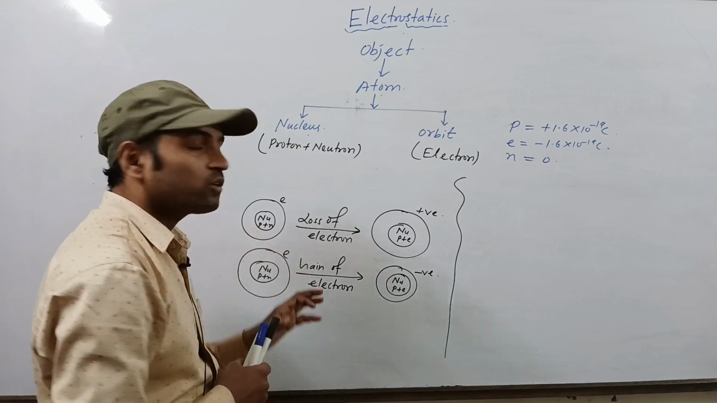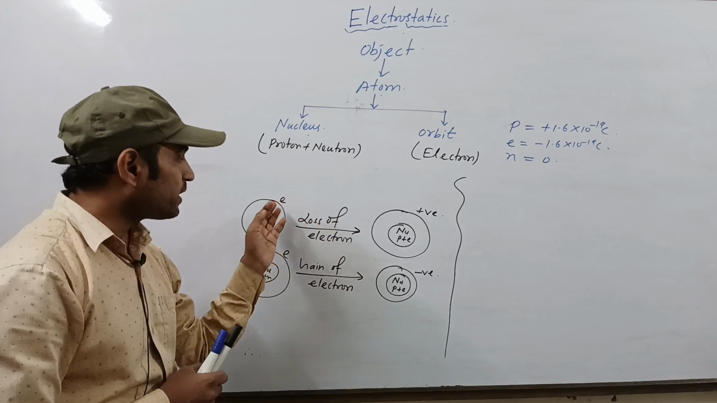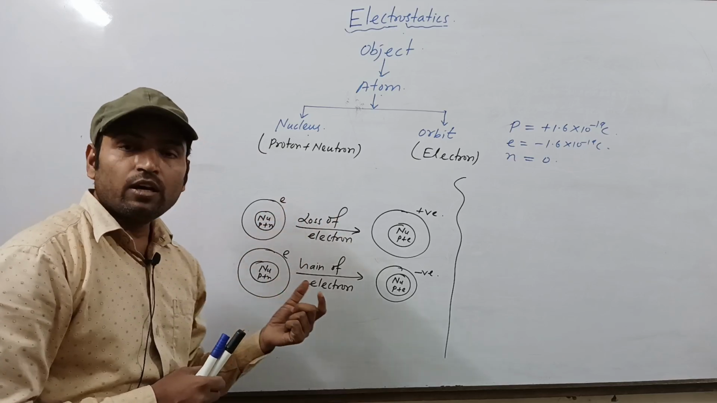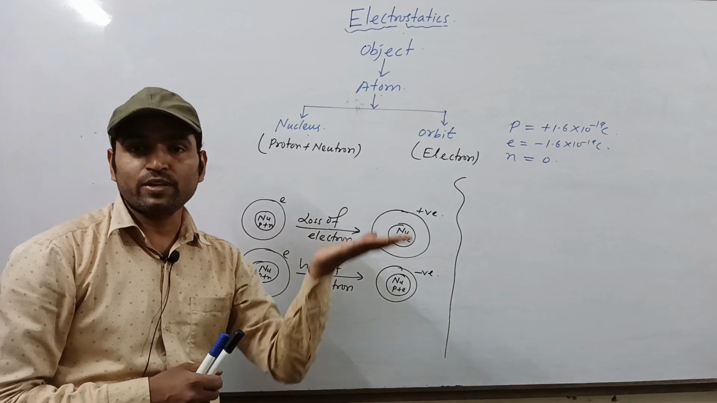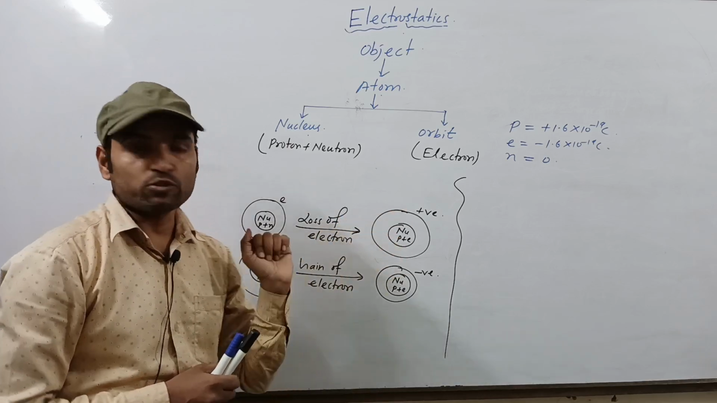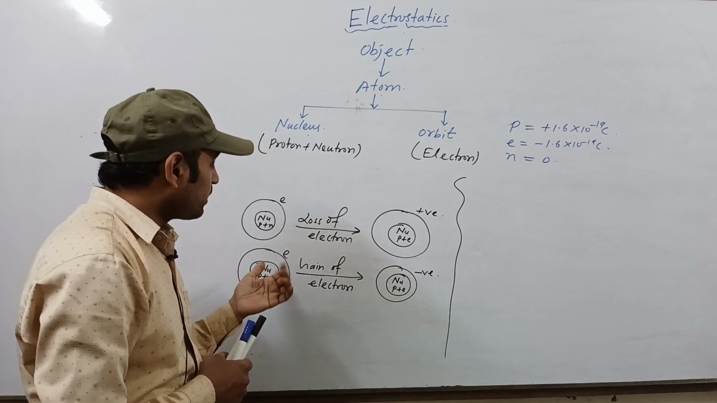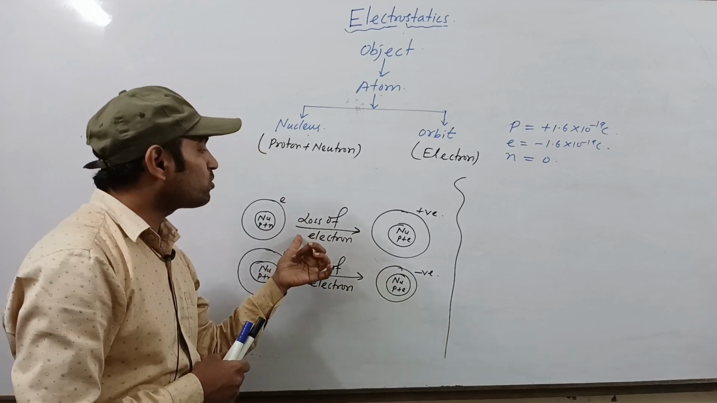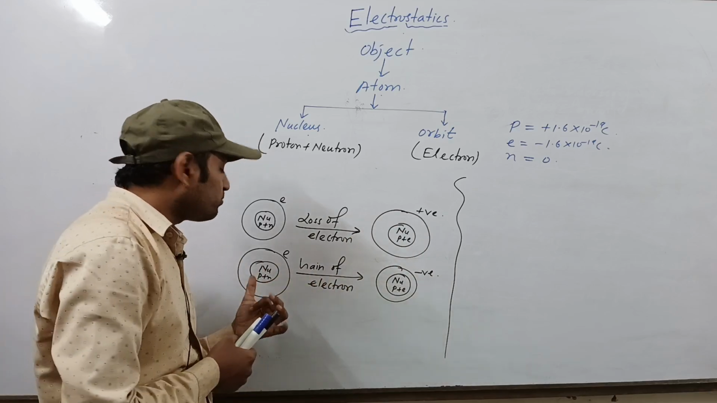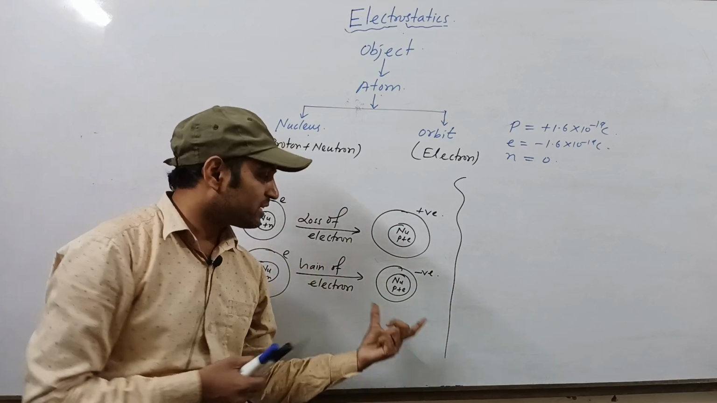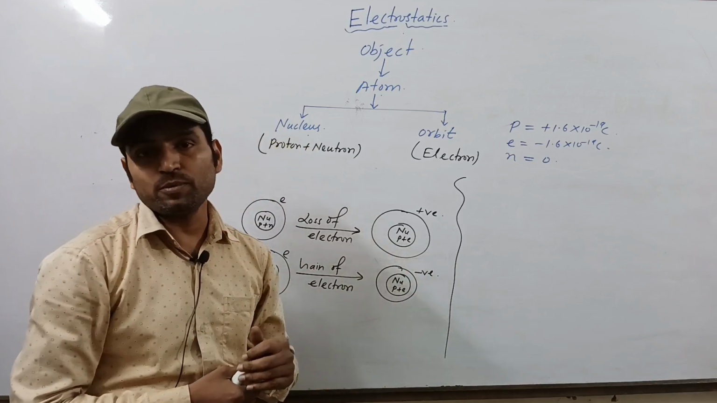The charge present on the nucleus is 0 initially. When there is loss of electrons, the positive charge will increase, the number of protons will increase with respect to electrons. That is why it becomes positive charge. Due to gain of electrons, the number of negative charges will increase. That is why this particular object will be negatively charged.